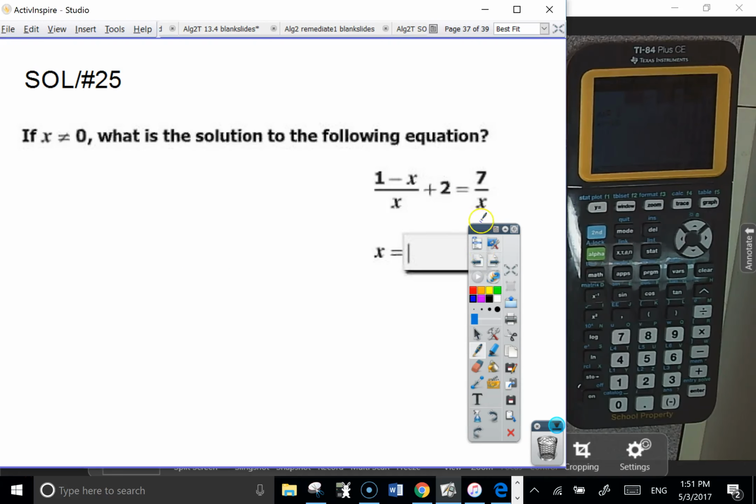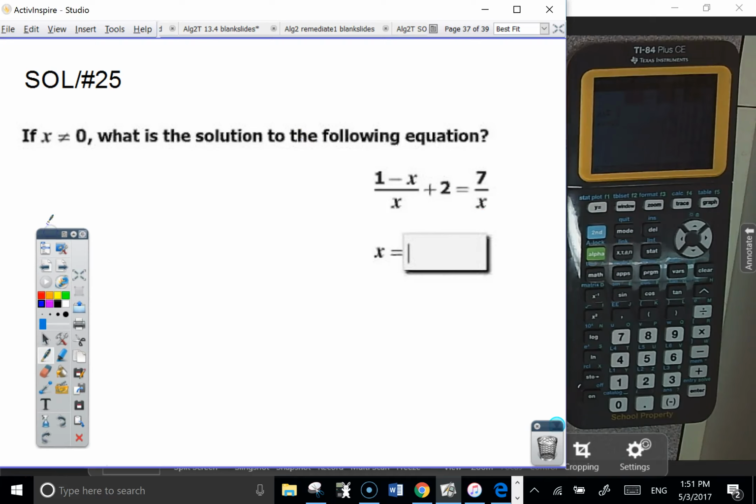Okay, now here's another rational equation, number 25, and it's not multiple choice. So how do we solve this with the math? You can't cross multiply. Remember, you multiply by the least common denominator. What is the least common denominator here? It's just x, right?